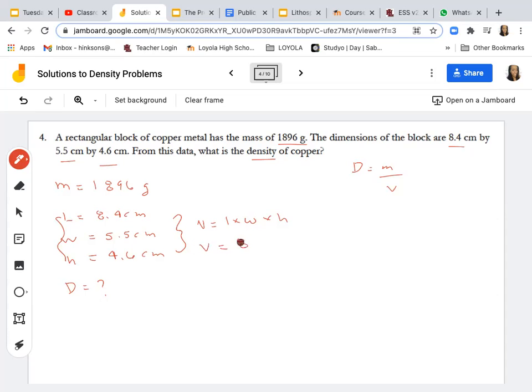Okay, so 8.4 centimeters times 5.5 centimeters times 4.6 centimeters. Sorry, sweetie, what was my volume? 212.52 centimeters what? Okay, so that cube tells me I have a what? That means you have a volume. Oh, volume. Okay, now what do I do?